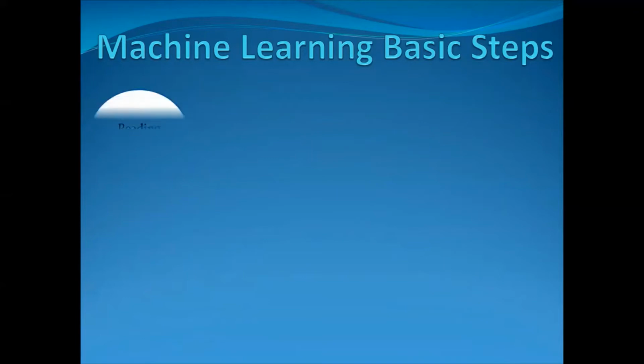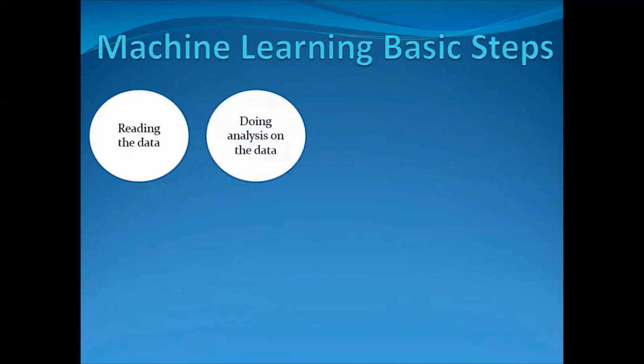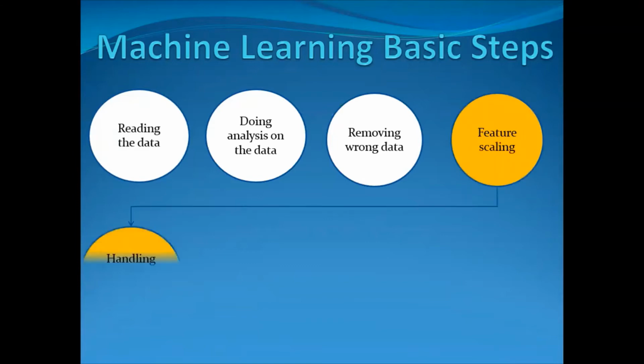Let's start. The first step is reading the data. Once we get the data set, we will read the data using pandas. We have covered this in the previous video. The second step is doing analysis of the data. Basically, we will do exploratory data analysis. We will try to understand more about the data. Third step is removing wrong data, like for example, null values, NaN values, or question mark, or any special characters which do not belong there. We will clean up the data basically. Feature scaling and handling categorical columns, we'll park it for now. We'll cover it in this video, then we'll come back.